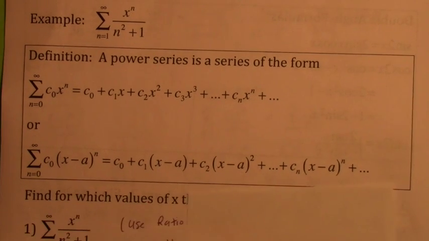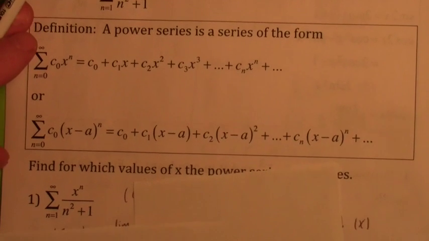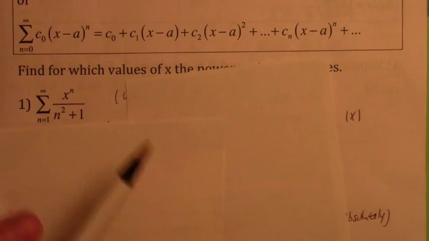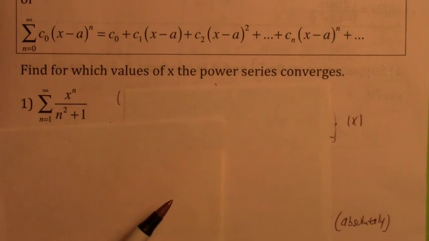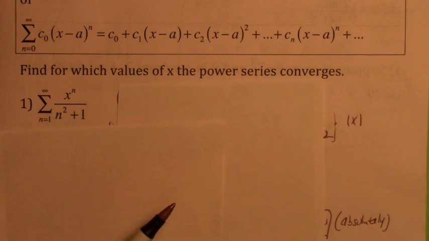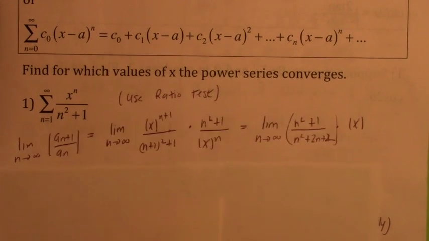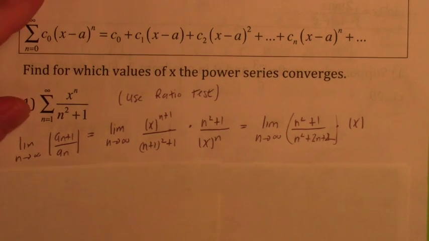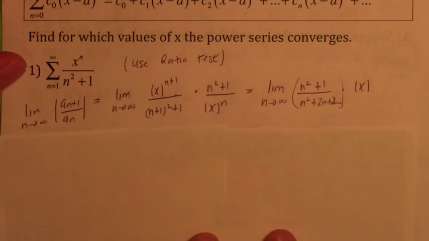Okay, so the question in this section is, if you're given a power series, find which values of x the power series converges, and we're going to call it the interval of convergence. So like I said, we're going to use the ratio test on all these because these aren't geometric power series.